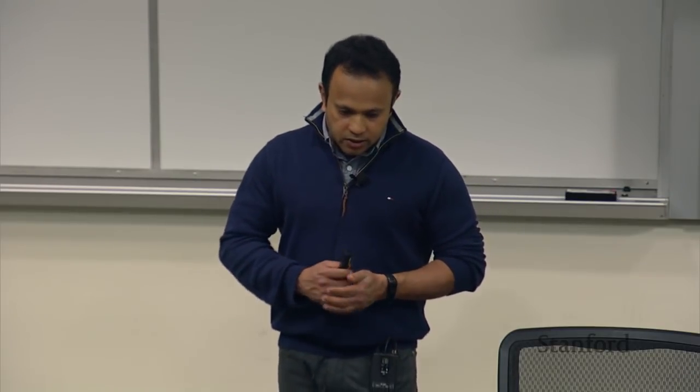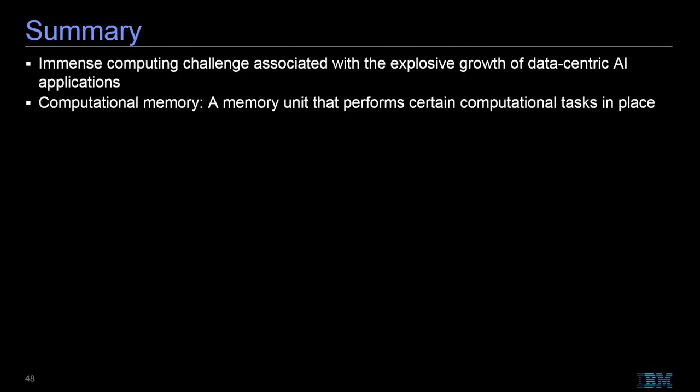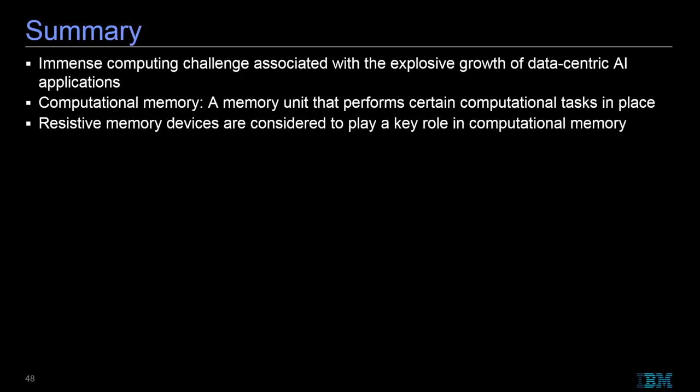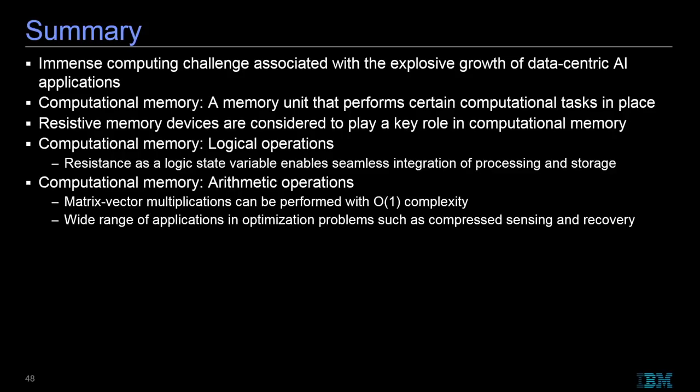Okay, so that brings me to the summary of my talk. First of all, because of this explosive growth of data-centric AI applications, we have an immense computing challenge that we need to deal with. Computational memory, I believe, is a significant step towards that. It's essentially a memory unit that can perform certain computational tasks in place. It typically comprises what we call resistive memory devices, where you store information in terms of the resistance state of devices. In some types of computational memory, you can perform logical operations in place, and then of course you can do arithmetic operations. One very interesting primitive that we can do there is matrix vector multiplication, which we can perform in order one time complexity. And you have a wide range of applications, one of them being the compressed sensing and recovery that I talked about.